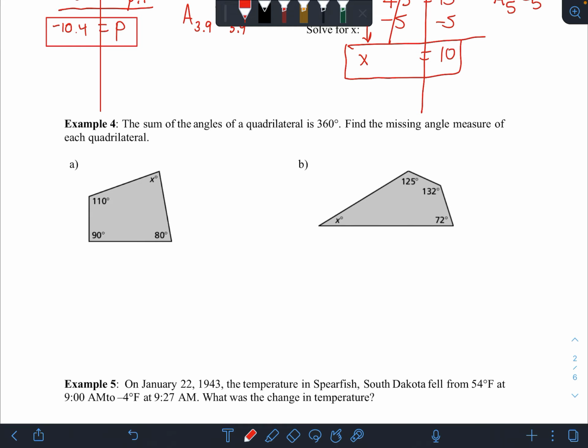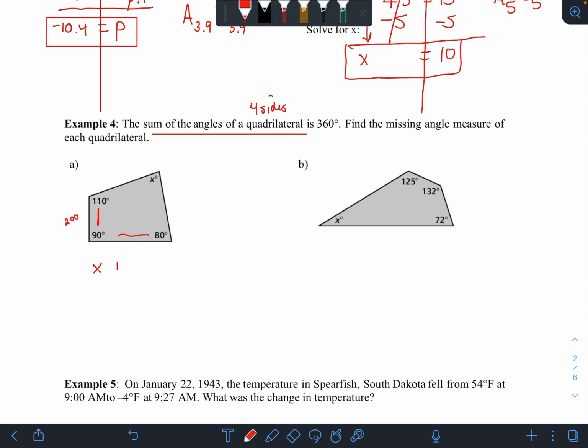Okay, so when we look at example 4, it says the sum of the angles of a quadrilateral is 360 degrees. That means all of the angles in a shape add up to 360 if it's a quadrilateral, meaning 4 sides. Okay, so if we add all these sides together, I'm going to do some quick math here. 110 and 90 is going to equal 200. And then another 80 means we're going to have 280.